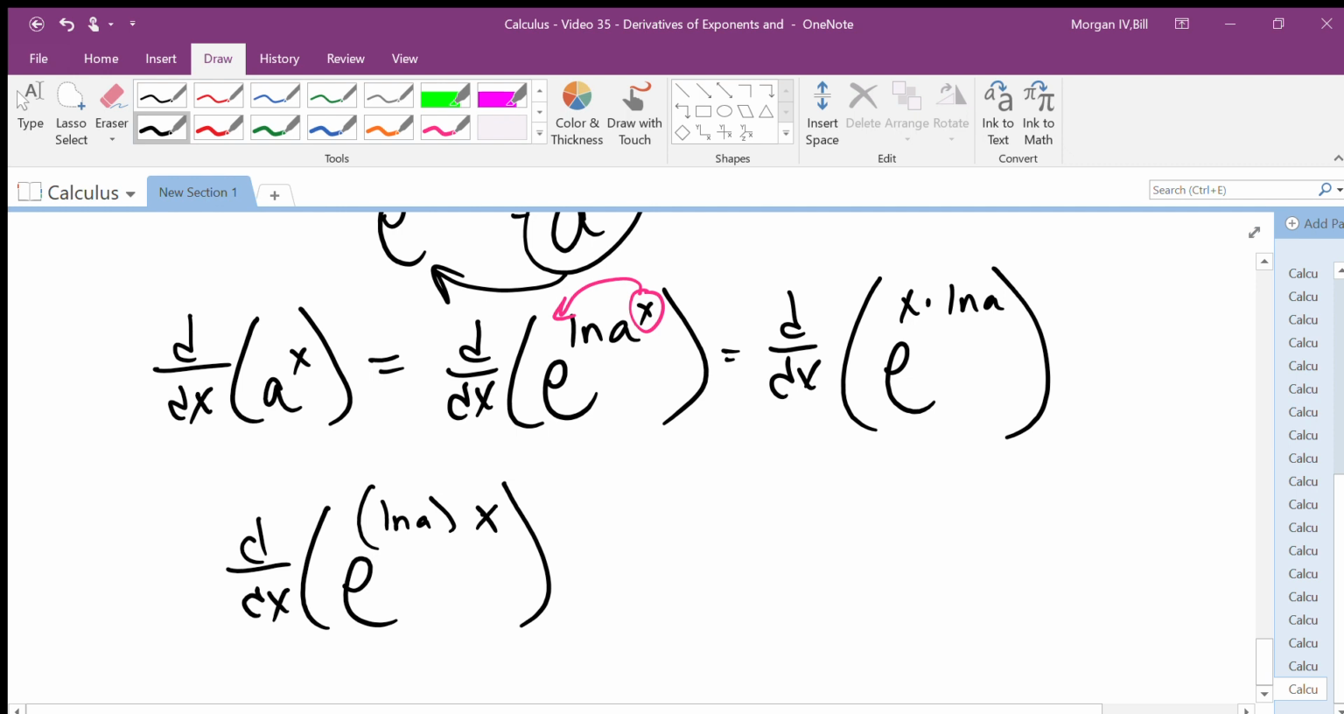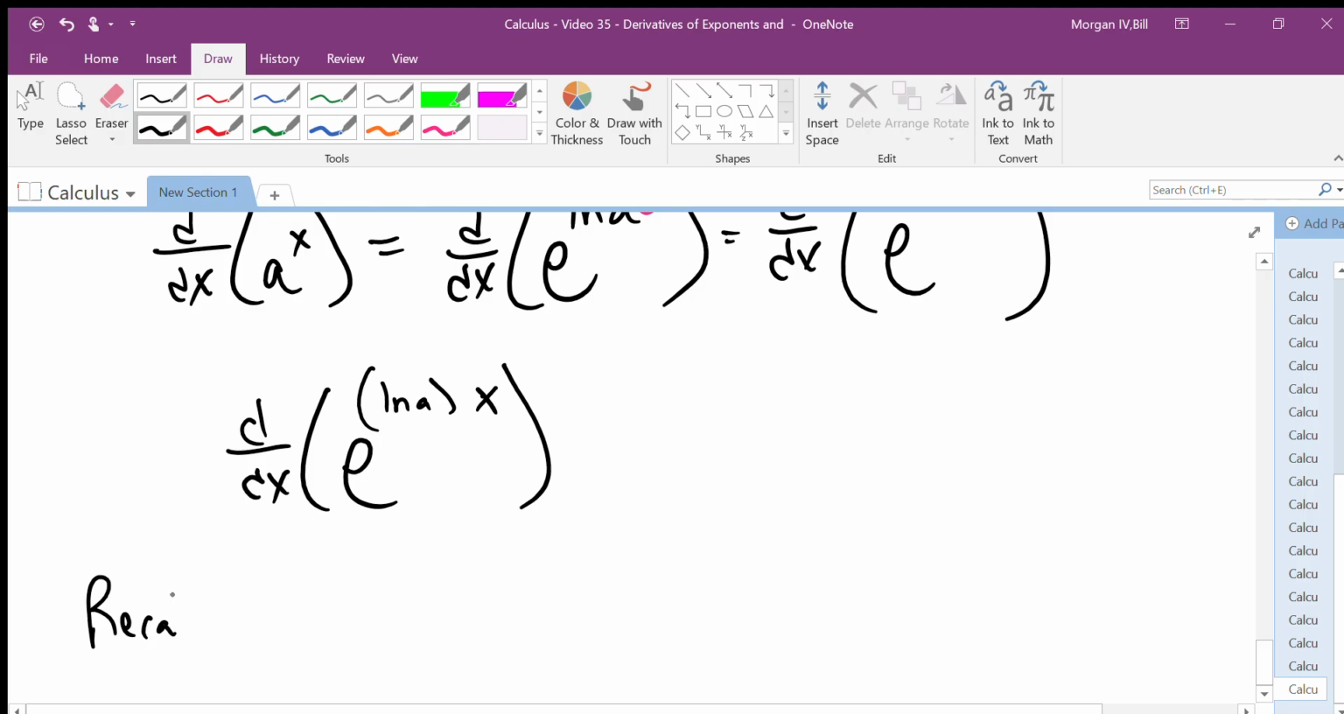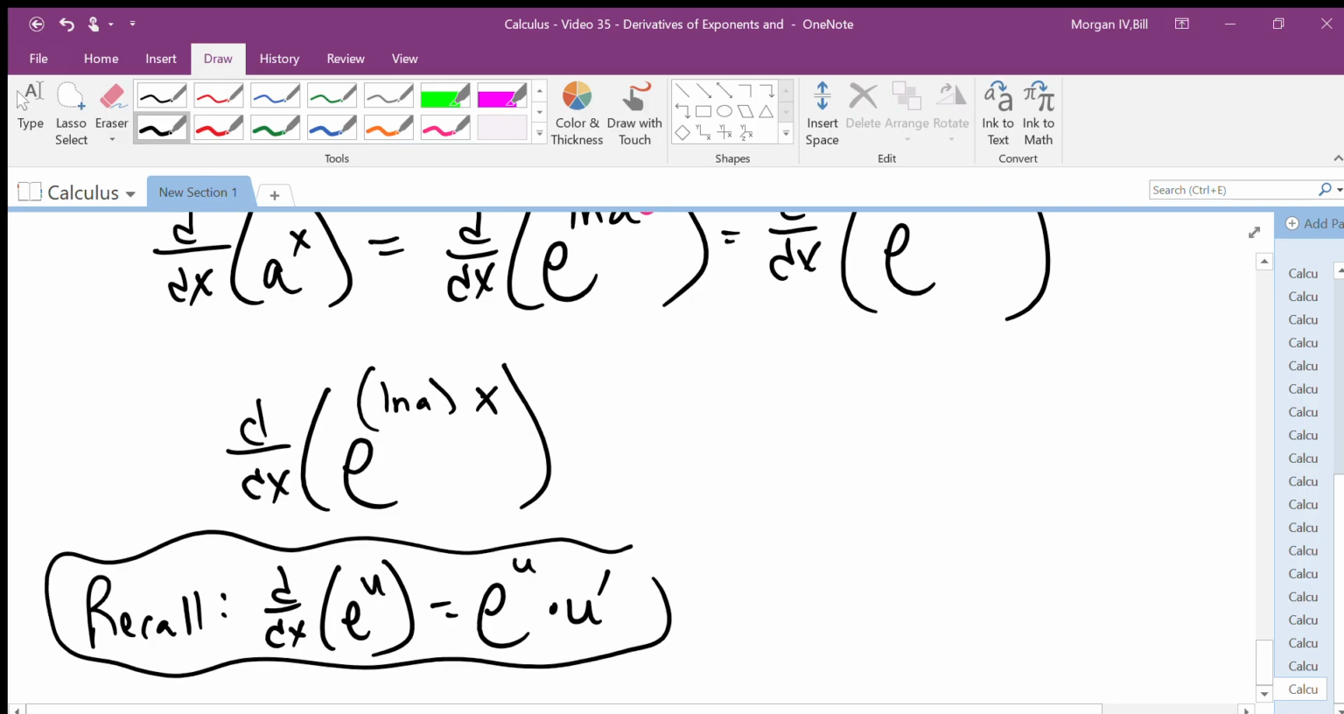Now, what is the derivative of e to the u? The derivative of e to the u is e to the u times u prime. So recall, the derivative of e to the u, some function u here, is itself times u prime. That's the chain rule. Our u is some number, natural log of a, times x. So the derivative of e to the natural log of a times x is itself, e to the natural log of a times x, times the derivative of the exponent, u prime. When you take the derivative of x, that's just 1 times its coefficient, which is the natural log of a.